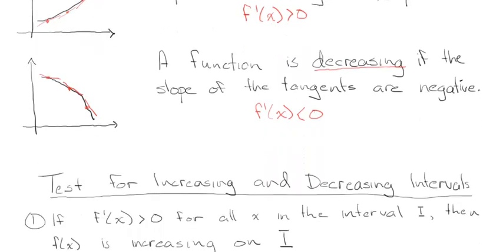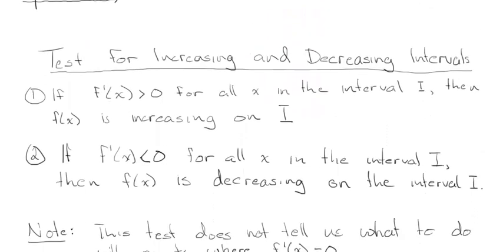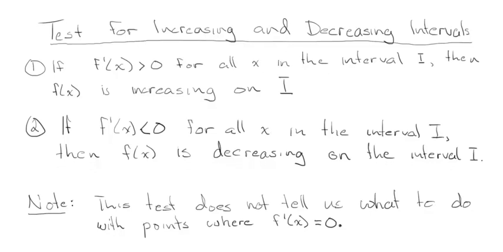So the test for increasing and decreasing functions says exactly this. If the first derivative is positive for all x in the interval I, then f of x is increasing on that interval I. So positive first derivative, increasing. If f prime of x is less than 0, or negative, for all x in I, then f of x is a decreasing function on that interval I.